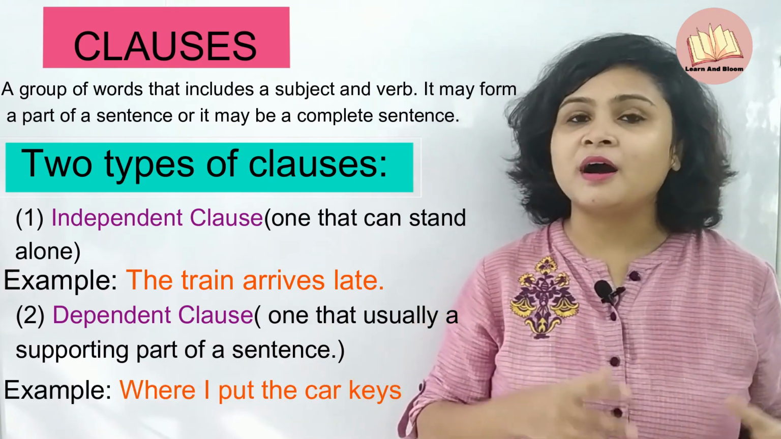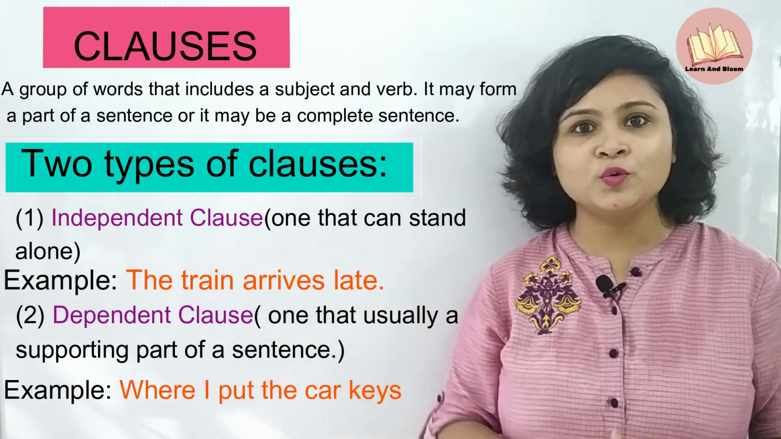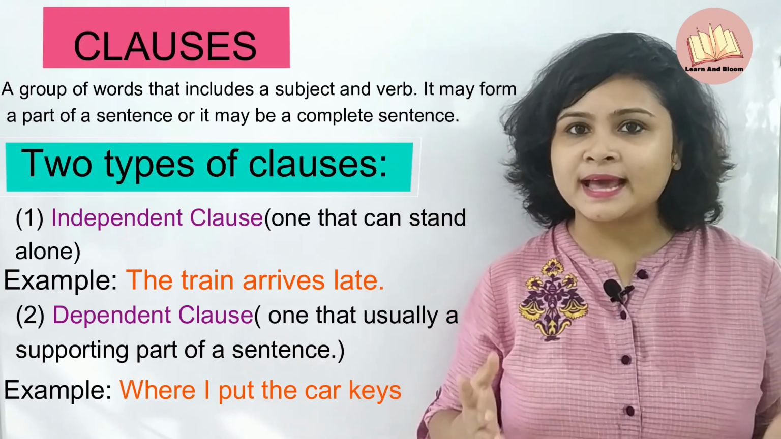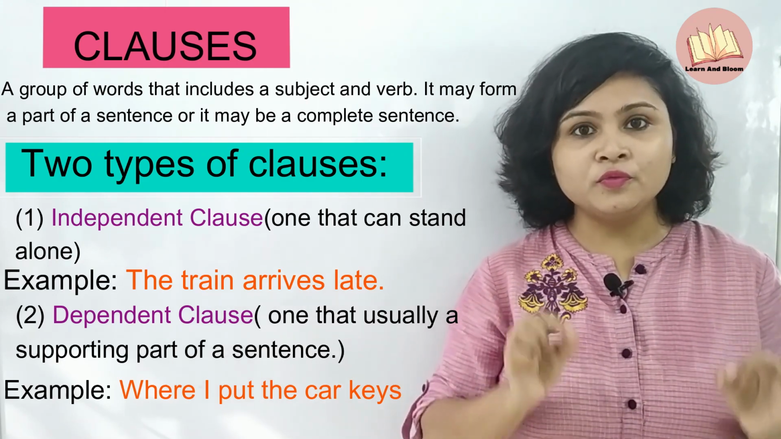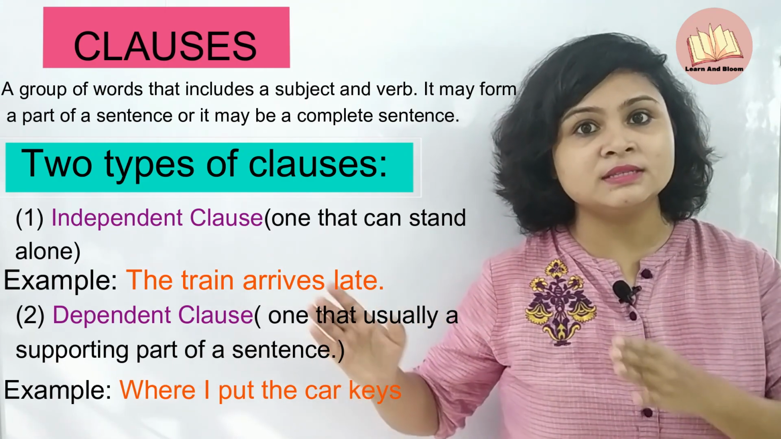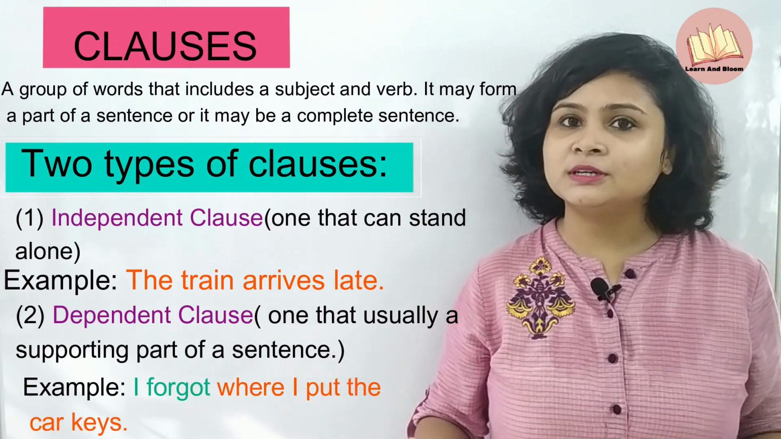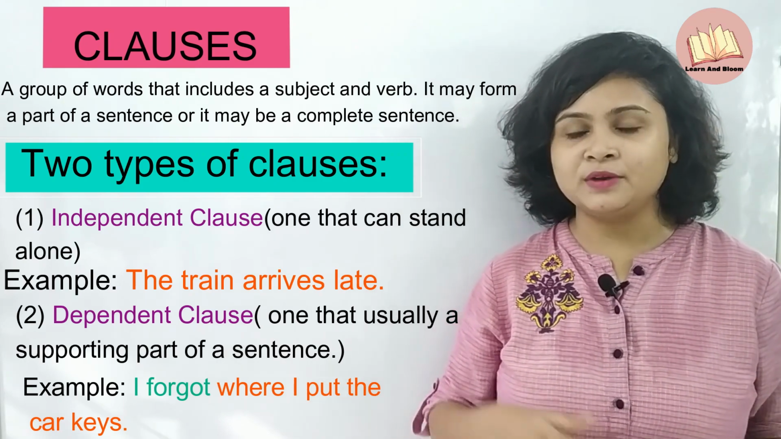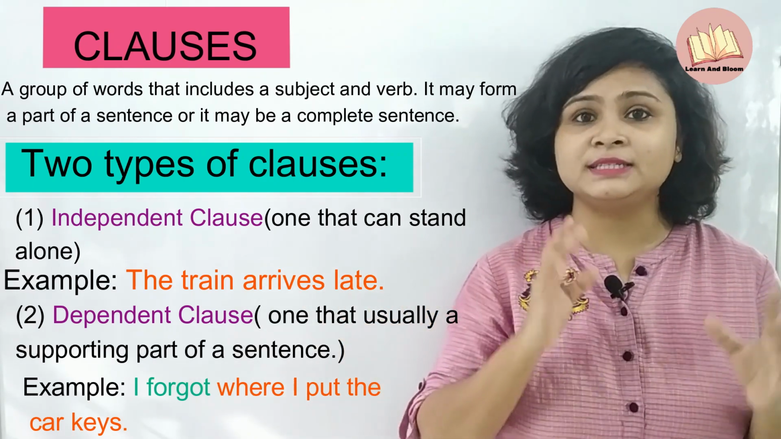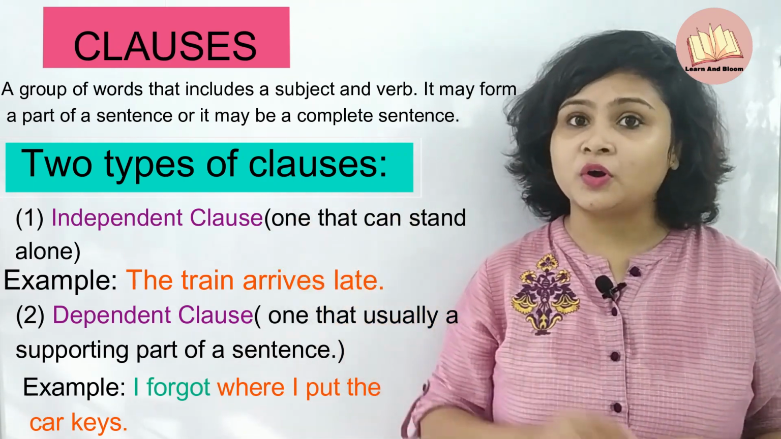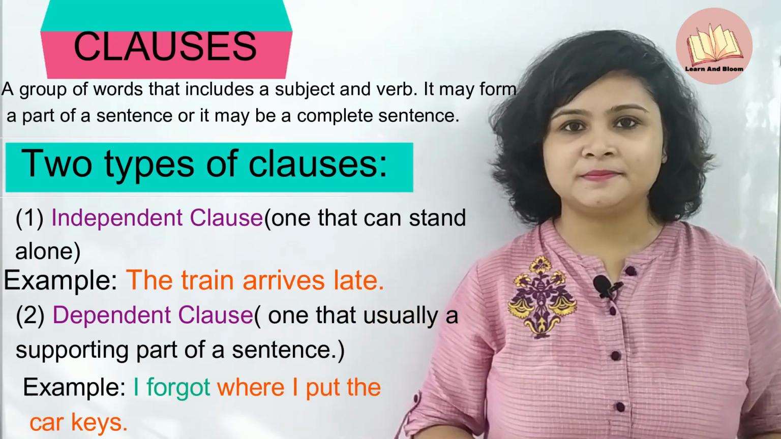Where I put the car keys. Can you understand anything by this group of words? No, we cannot understand anything because it is not conveying a complete thought. So we need a main clause to make the sense complete. So now I will add, I forgot where I put the car keys. Now you can understand what this group of words mean. So now it has become a sentence. So we have these two clauses and we will use these two clauses to form sentences.